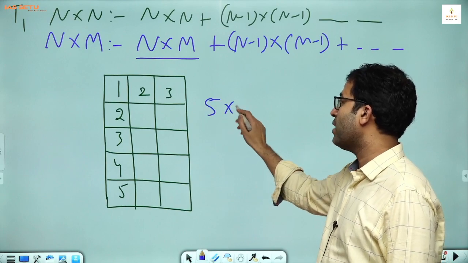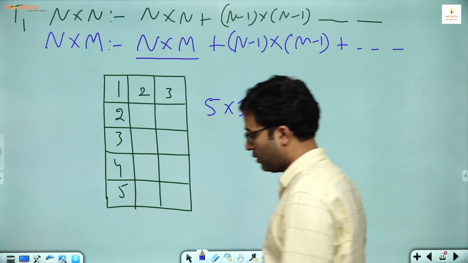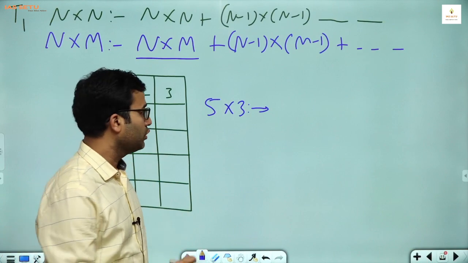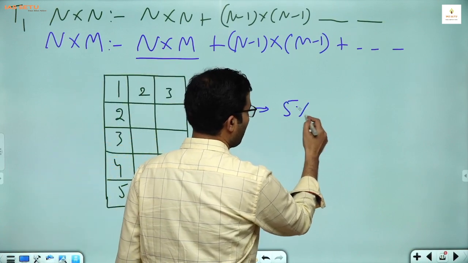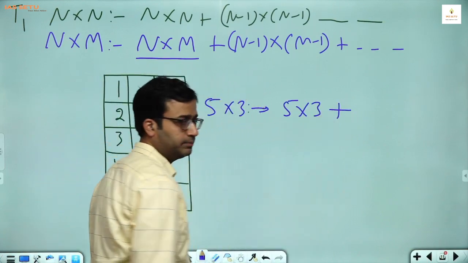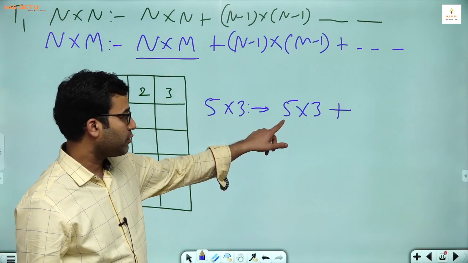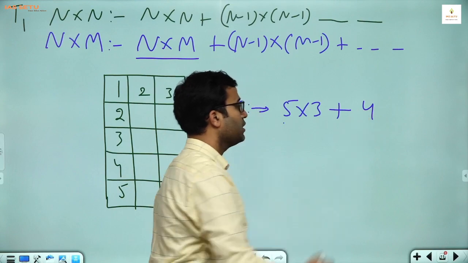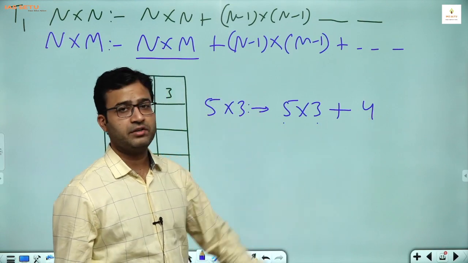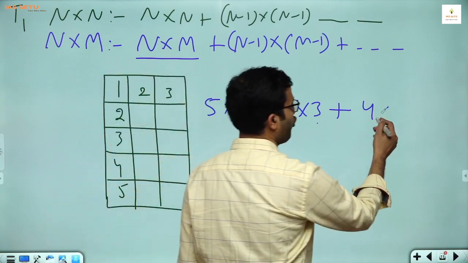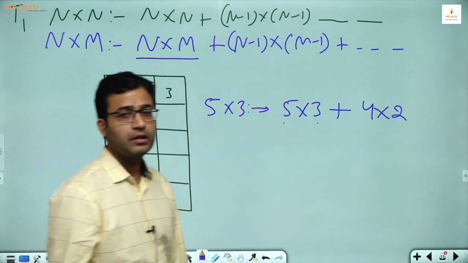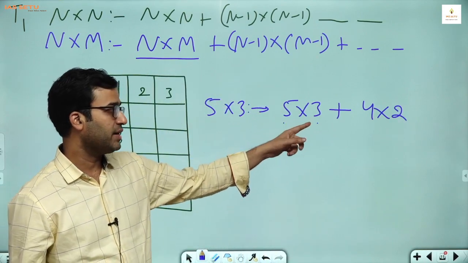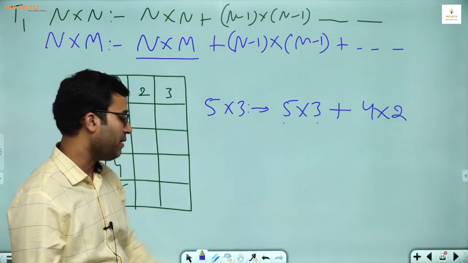This is 5 by 3. So here our rule is we have to start with same 5 into 3 plus subtract 1 from this 5. 5 minus 1 is 4. Subtract 1 from this 3. 3 minus 1 is 2. 4 into 2. So I repeat why this is 4, 5 minus 1 and why this is 2, 3 minus 1.